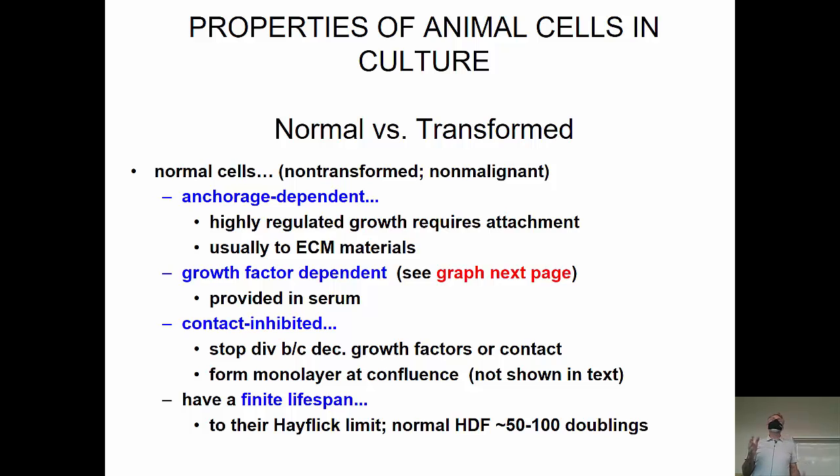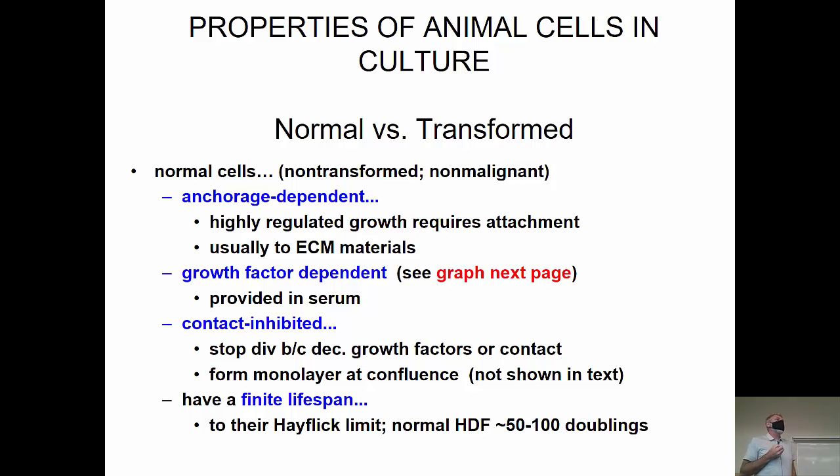So we're moving now to talk about mammalian cells. And so animal cells are what we're mostly going to be interested in. So let's stick with the terminology. Here will be normal versus transformed. So normal cells are non-transformed, non-malignant. These are non-cancerous cells. And there's some interesting properties to cells when you take them out of the organism.